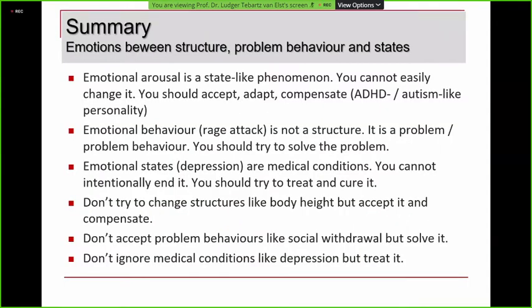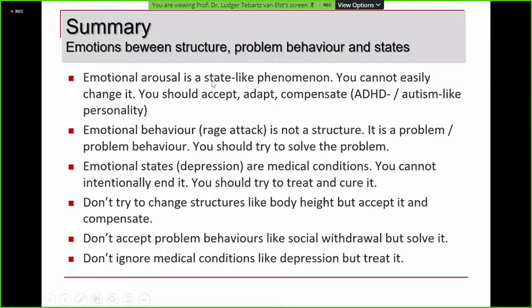And with that final metaphor, I come back to my concluding remarks. What has this to do with emotion? How is this topic of the SPS model at all related to the topic of emotions? Now, I think emotional arousal states, for example, are state phenomena. You cannot easily change it. No, sorry.